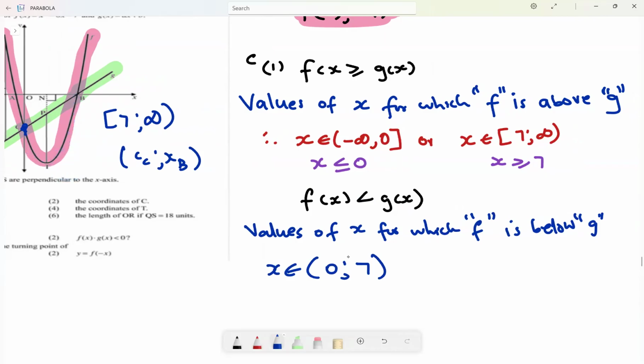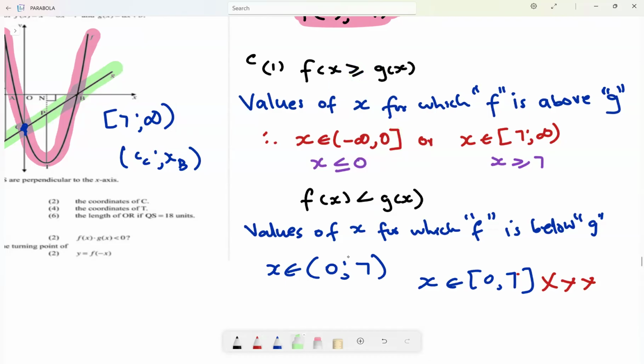Okay, will be below. Why am I not saying 0 and 7 with brackets including them? Because this is wrong. Why? Because here they say to me less than, not less than or equal to. Okay, here there was an equal sign. Hence, we put that one.